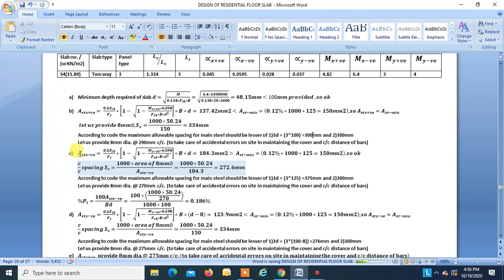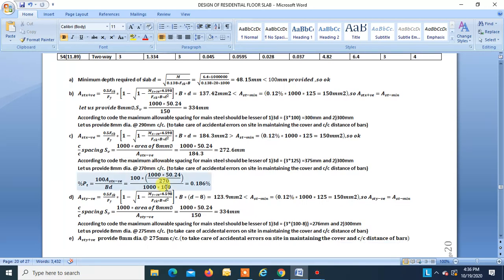Coming to the next point, that is ASTX negative. This is found to be 184.3, which is greater than AST minimum. Over here you have to take capital D, so it is 125. So this is going to be 150 mm, greater than AST minimum. The spacing found is 272.6 mm, so we will provide 8 mm dia at 270 mm center to center. Now, this steel is going to be useful in one-way shear.